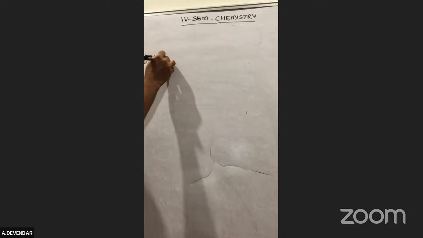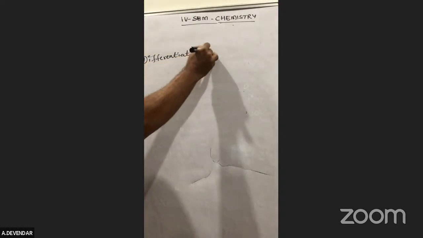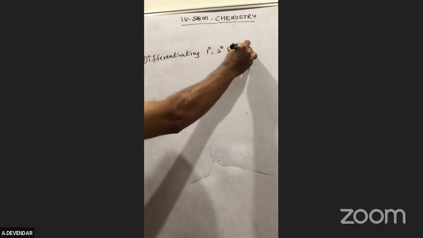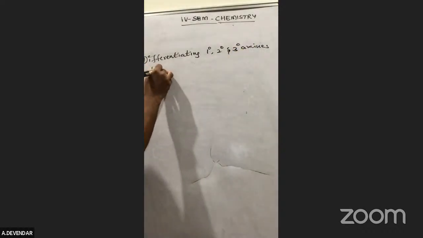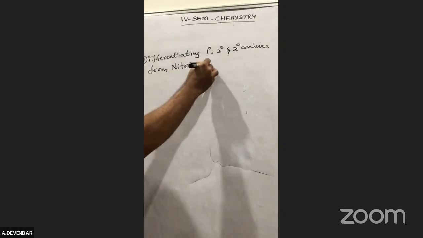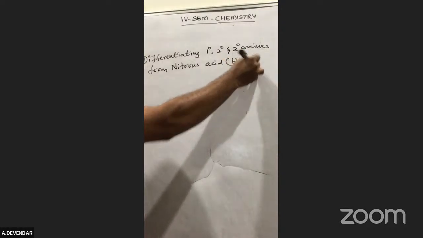I can write this in your book. It is not given actually. Differentiating primary, secondary, and tertiary amines with nitrous acid. It is a 5 marks compulsory question.